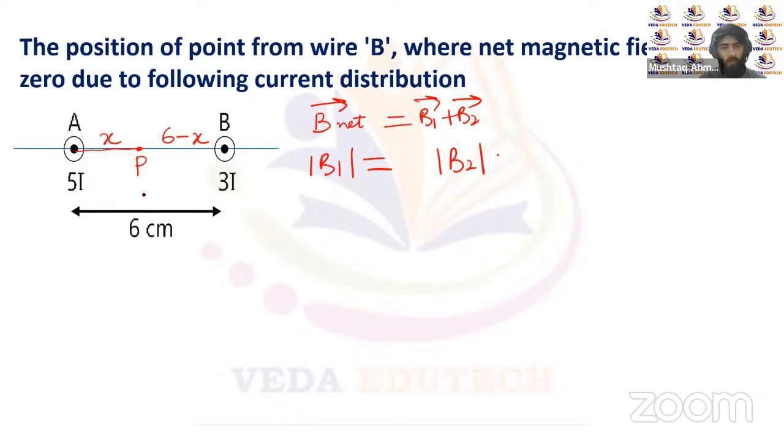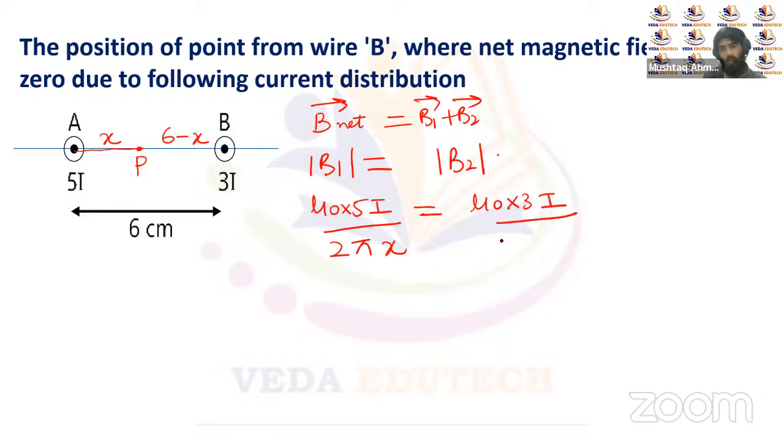The magnetic field due to this wire A at this point will be mu naught times 5I upon 2 pi x, where the distance is x. And for the other wire, it is mu naught times 3I upon 2 pi t, where t is 6 minus x, right? So mu naught I will get cancelled, and 2 pi and 2 pi will get cancelled.